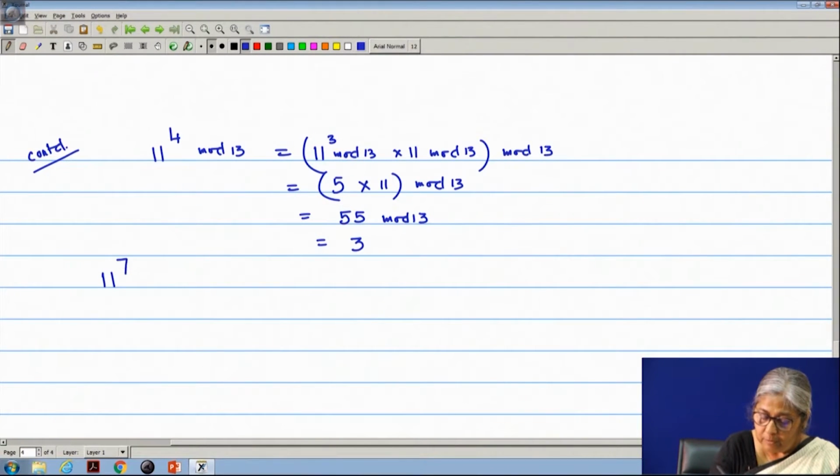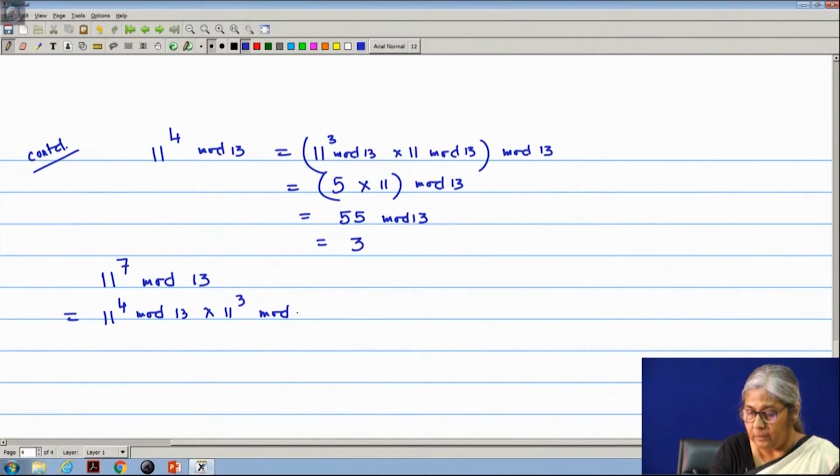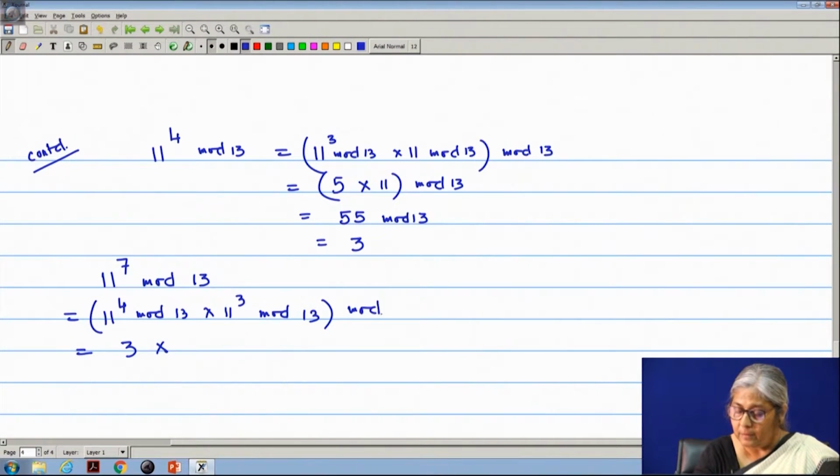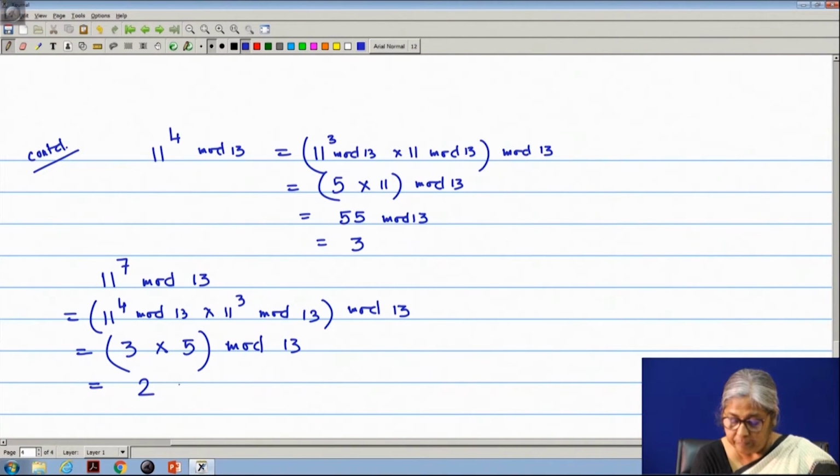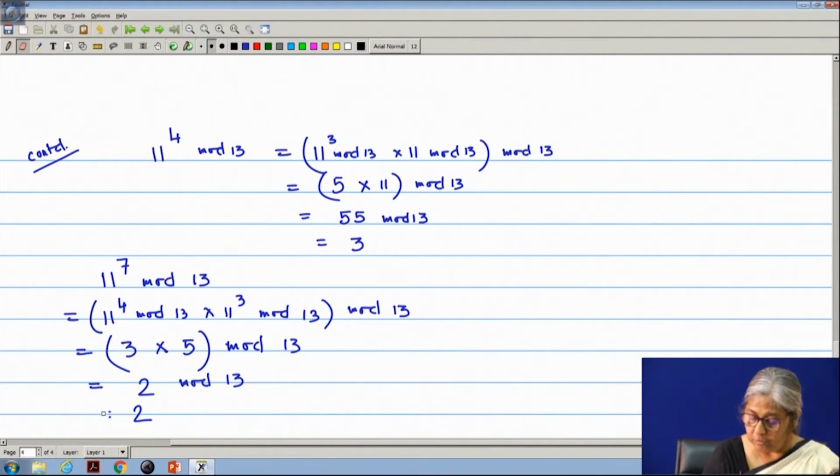So, now if I write 11 to the power 7 modulo 13, I can write this as 11 to the power 4 modulo 13, 11 to the power 3 modulo 13, and 11 to the power 4 is 3, because this is my multiplication rule, and this cube is 5. So, 3 into 5 modulo 13, and this becomes 2 modulo 13. That means this is equal to 2. 2 modulo 13 is, we get that when the remainder is 2.